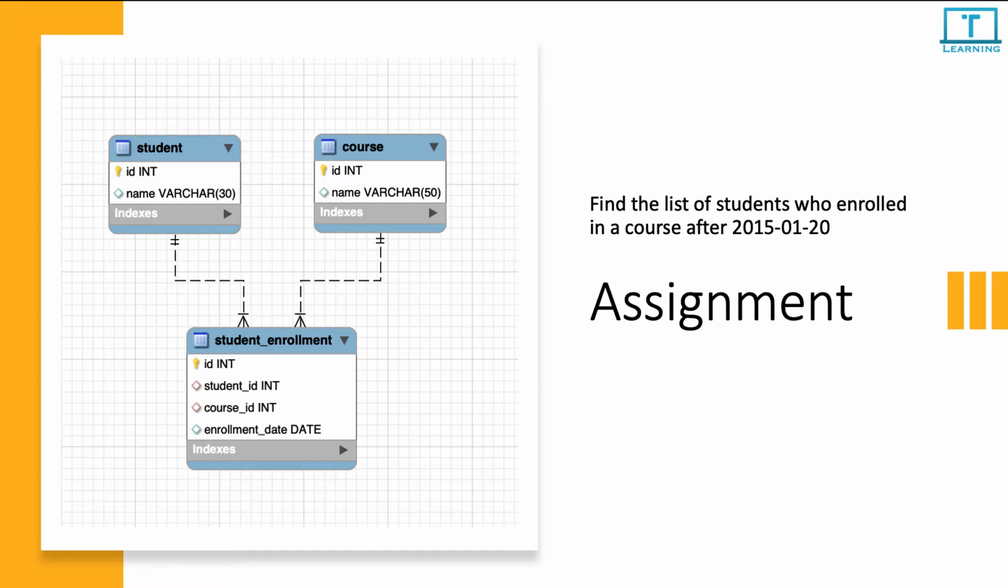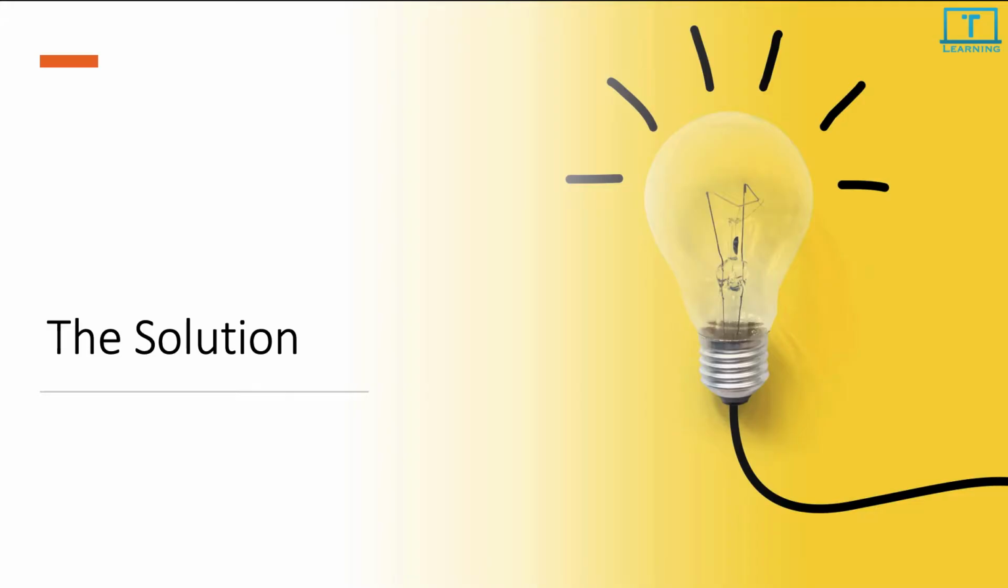You're seeing a data model here with 3 tables: student, course, and student enrollment. So you need to create these tables and insert some sample data, and then you're going to have to create a query to fetch data corresponding to the students enrolled in a course after 2015 January 20th. Now if you try to do it yourself, if you're not able to do it, don't worry, I got you covered. Let's move into the solution.